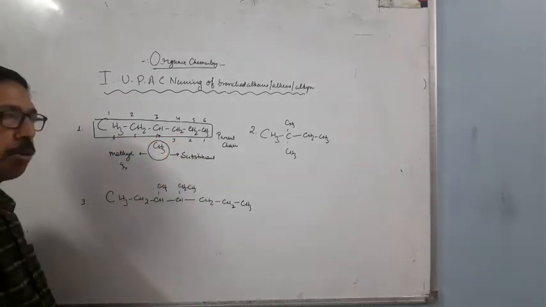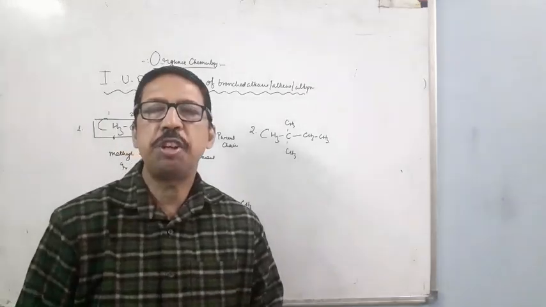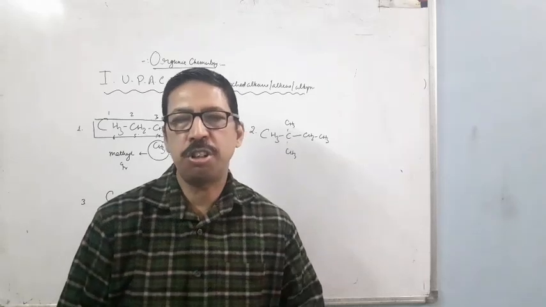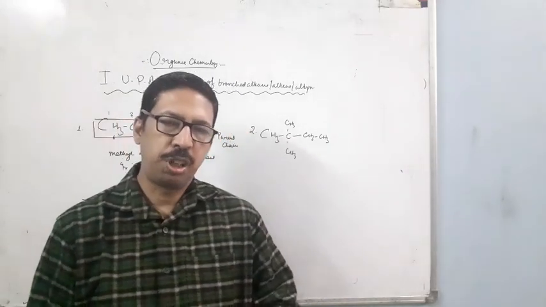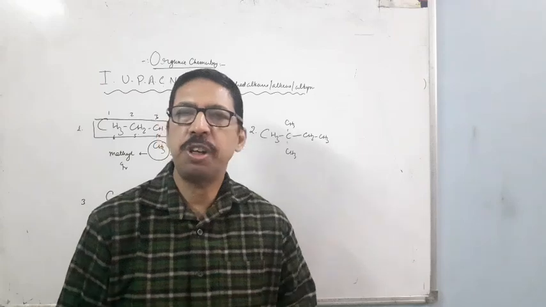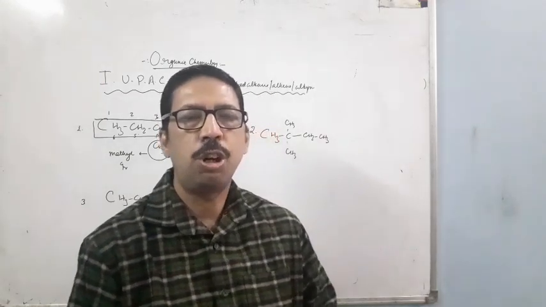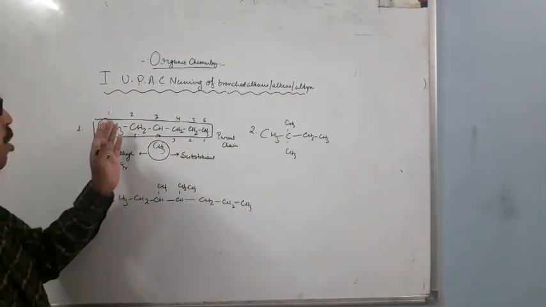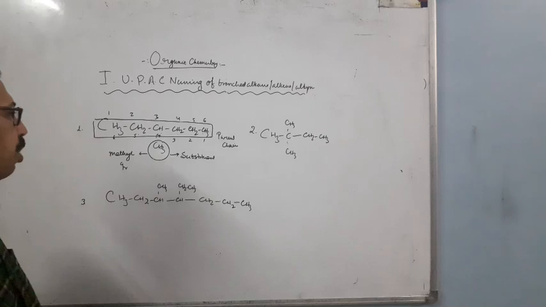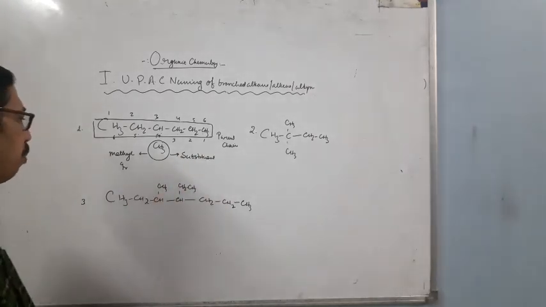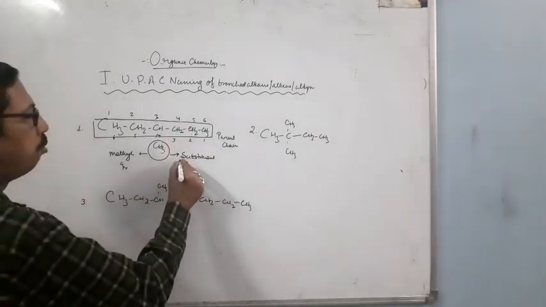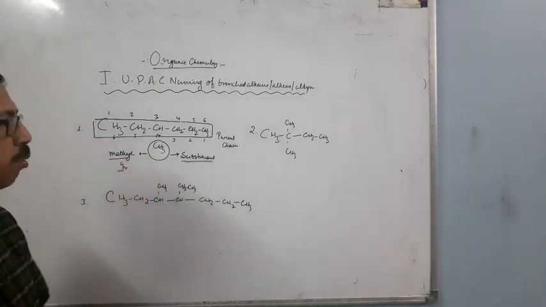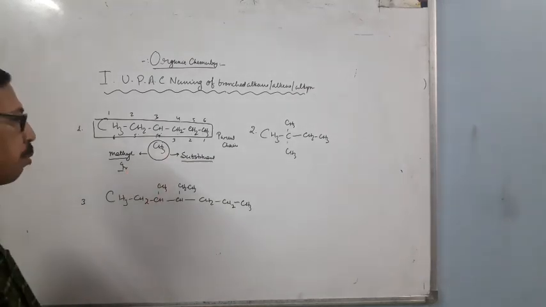So there is a rule for numbering of a parent chain which has one particular substituent, that is an alkyl group. The numbering should be carried out in such a way that the position number of the substituent must be minimum. So the numbering from left to right is correct, and right to left is wrong. Now that all the steps are completed, we can write the name of the given branched hydrocarbon.